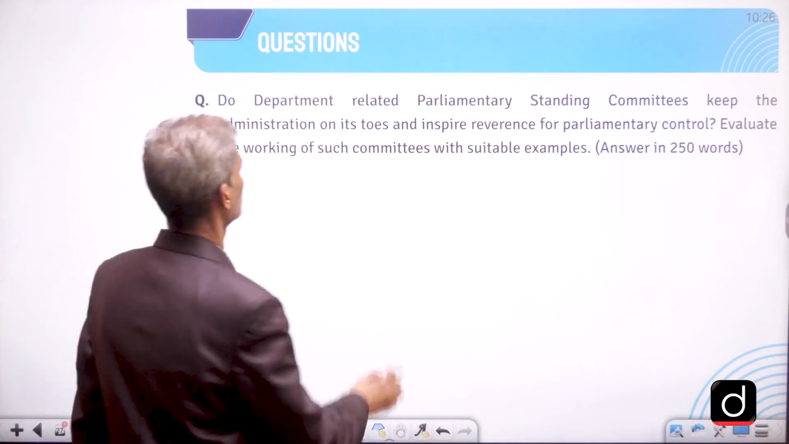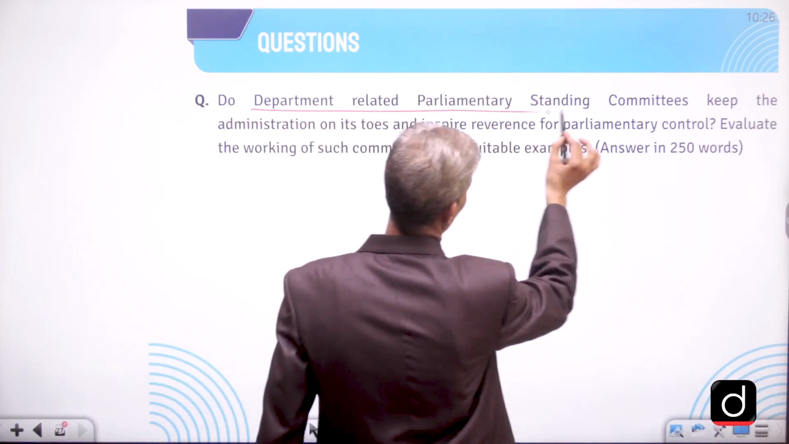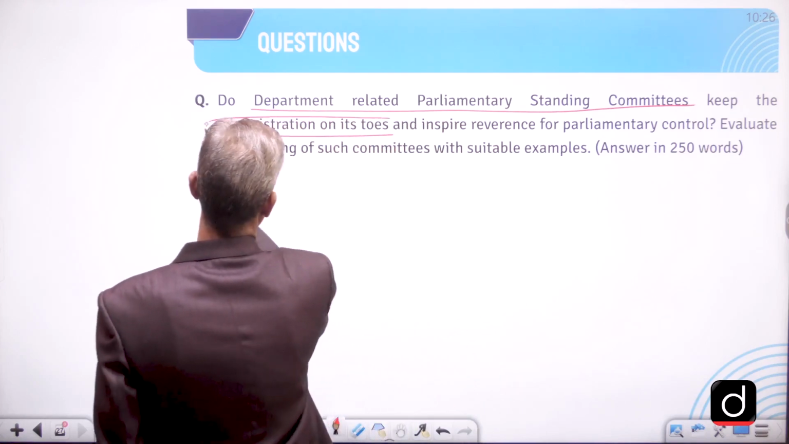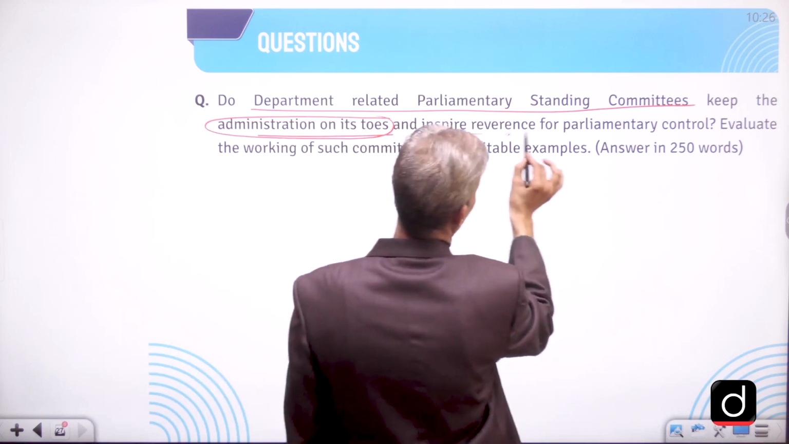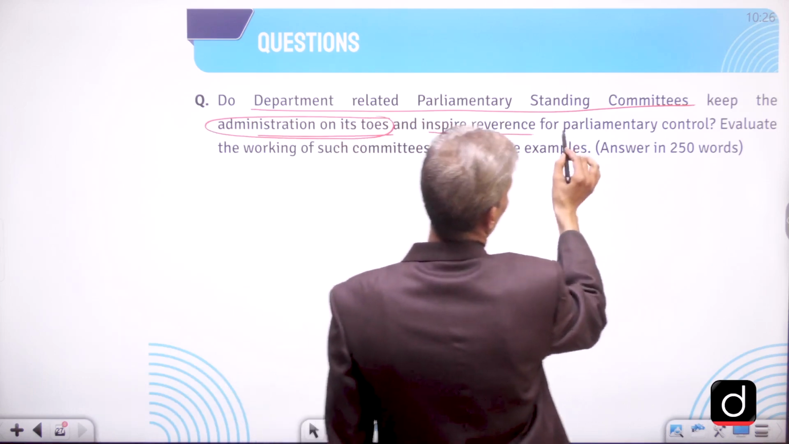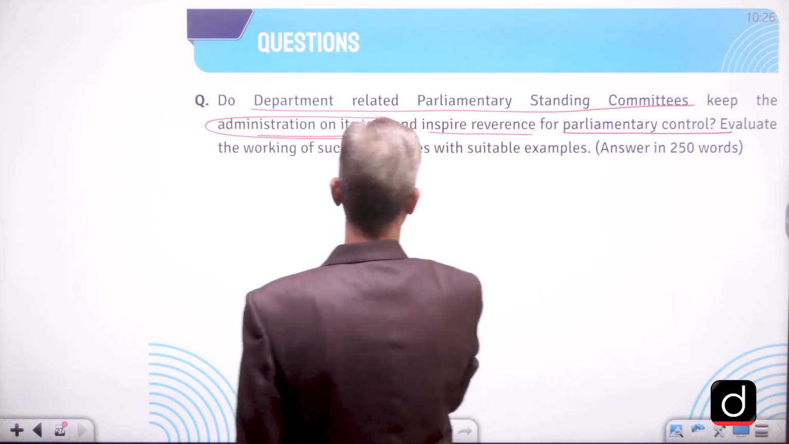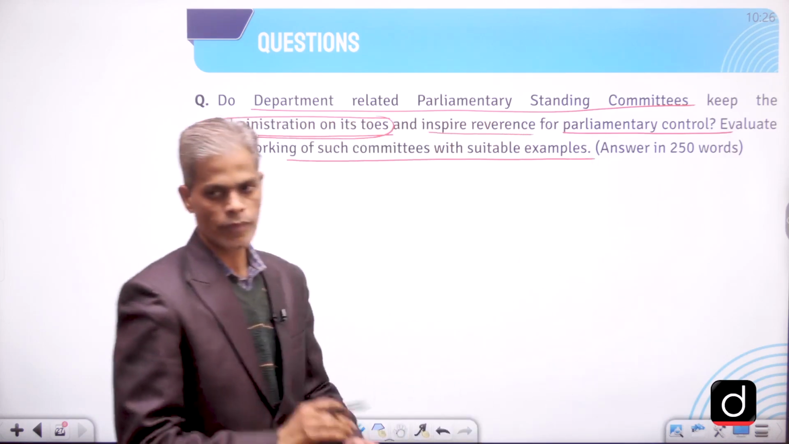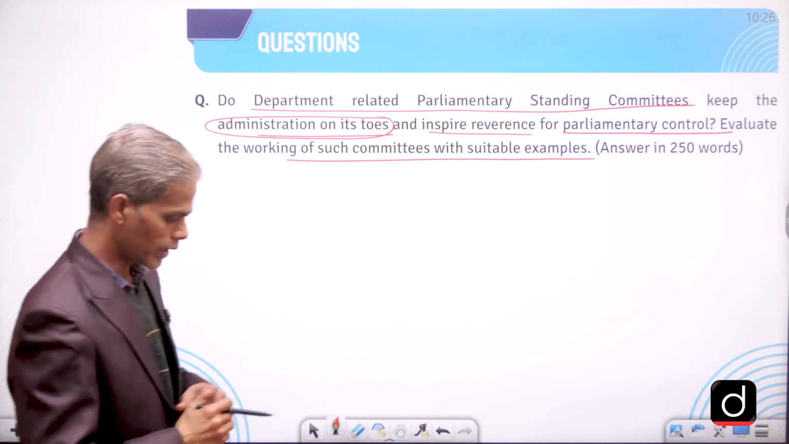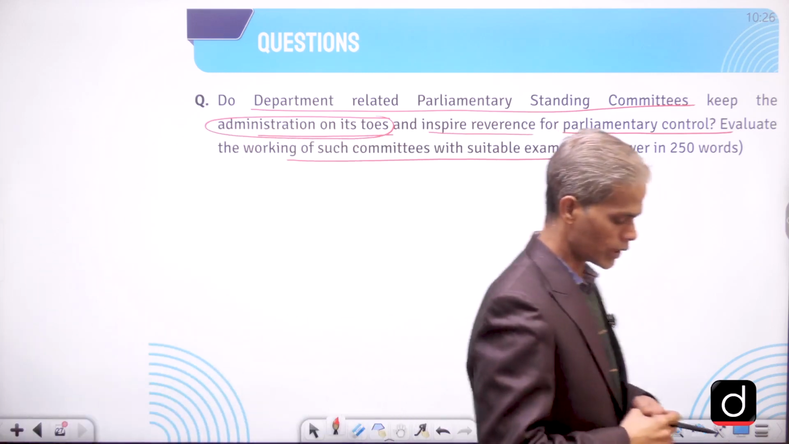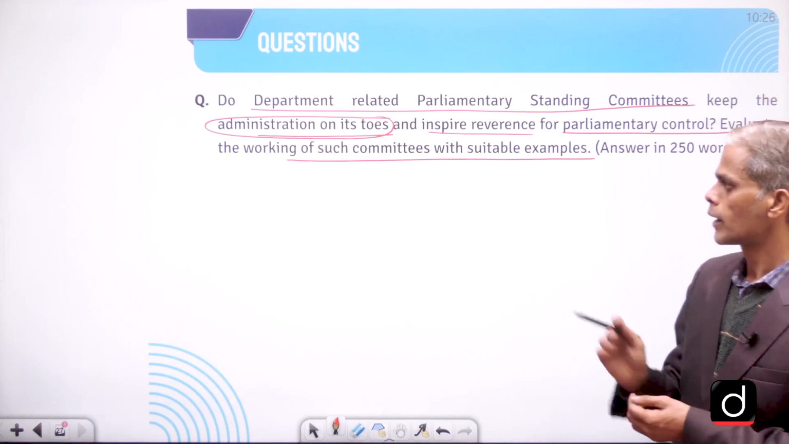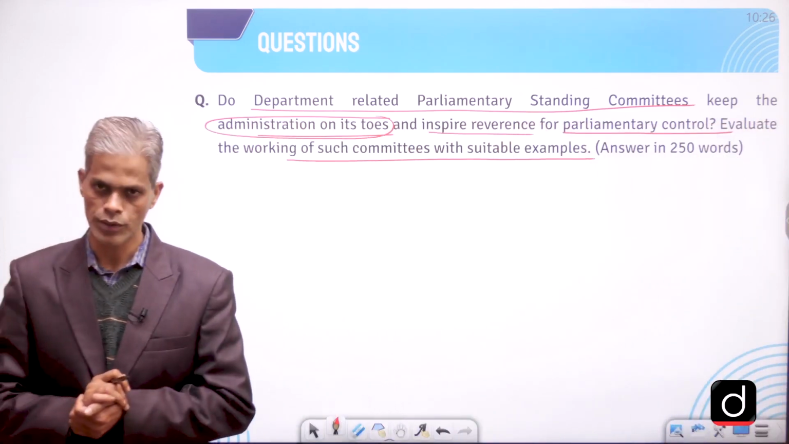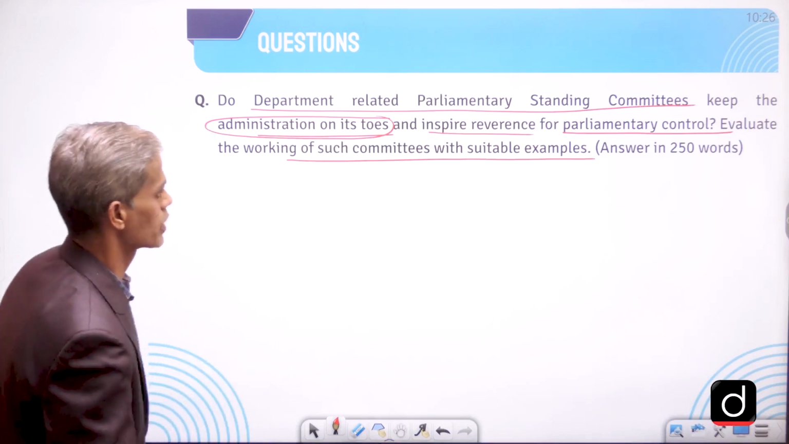So, again, a factual basis. Departmentally related parliamentary standing committees keep the administration on its toes and inspire the reverence for parliamentary control. Evaluate the working of such committees with suitable examples. So, this particular question is related with the standing committees. So you can give a brief, it is a 250 word answer. You can write the introduction also, that what exactly this question is demanding.